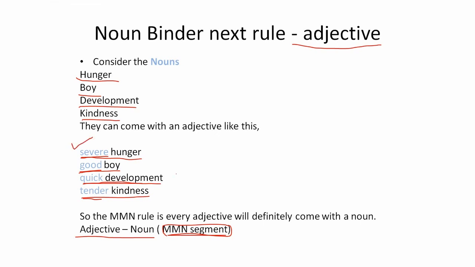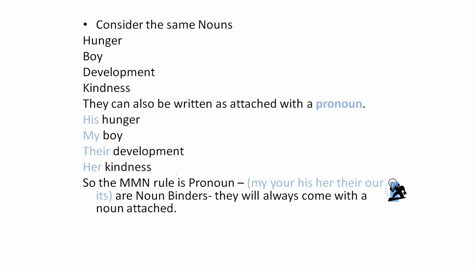Also, you may write these examples in your notes. So consider the same nouns again: hunger, boy, development, and kindness. Now this time, with the same four nouns, I am rewriting them with a pronoun attached. His hunger, my boy, their development, her kindness. So as you can see, a pronoun, and in this case this is a pronoun two actually, can come with a noun. Therefore, pronoun two is a noun binder. So see, as I mentioned here, these are the pronoun two, right? Okay, but these are considered noun binders because they always come with a noun attached.